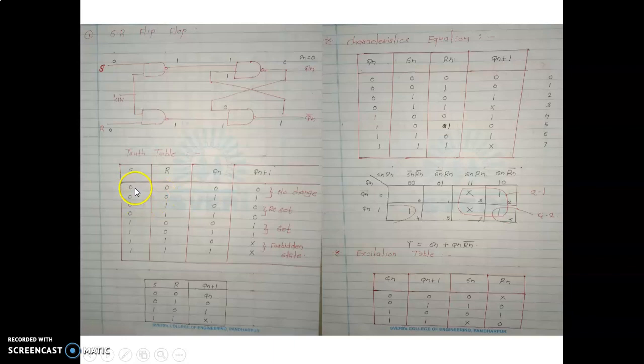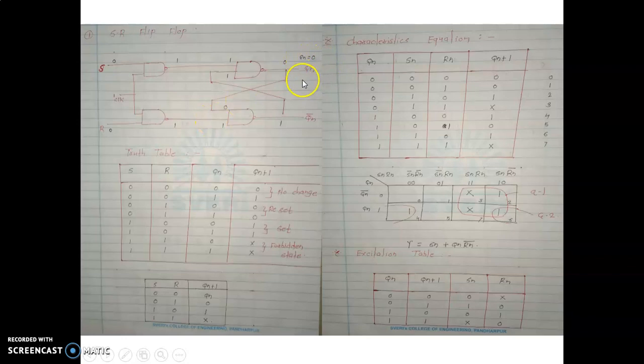In the first case S is 0, R is also 0, and the clock pulse is 1. We know the output of the NAND gate: for 0 0 the output should be 0, and in other cases the output should be 1. So the output of the first NAND gate is 1, and the output of the second NAND gate is also 1.